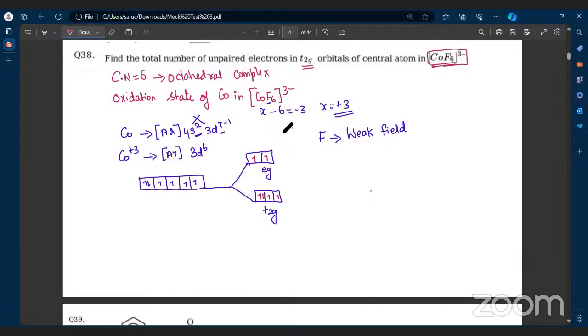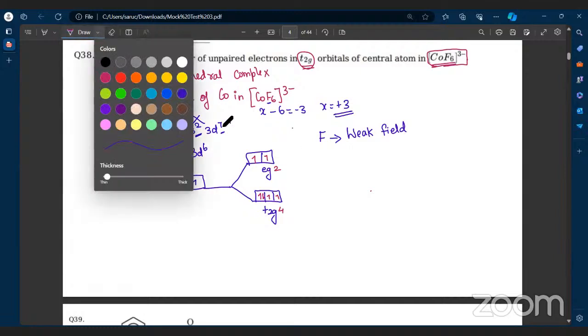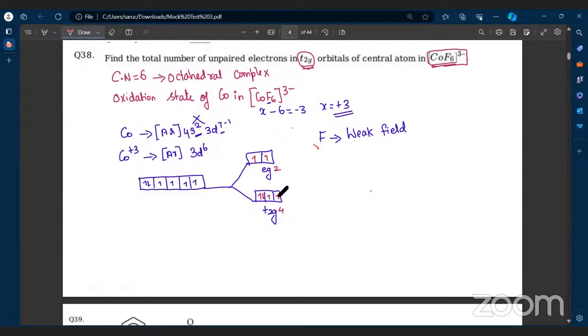Okay, so now what is the question? Total number of unpaired electrons in T2g. So how many unpaired electrons are there in T2g? Therefore the answer is going to be 2.